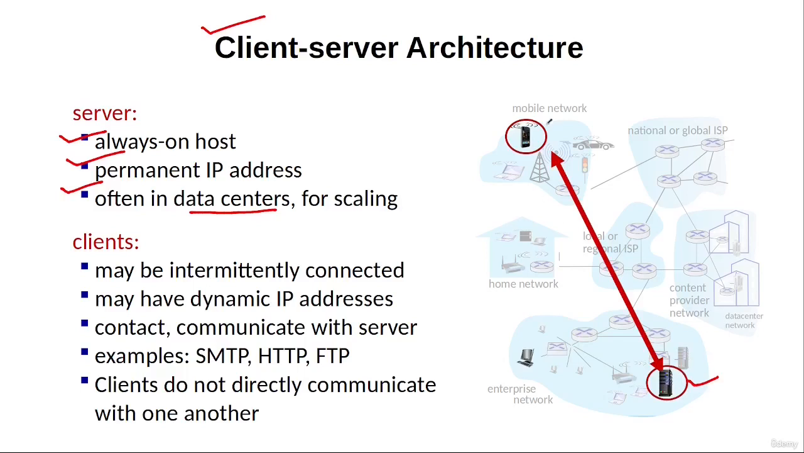Now, on the other end, you have the client. Now, a client can be a mobile device or it can be a laptop or it can be any other device. And this client is not always connected to the internet. Rather, it is intermittently connected to the internet. But whenever this client connects to the internet, it is assigned a dynamic IP address. And when this client goes offline and comes back again on the internet, it is assigned another IP address.